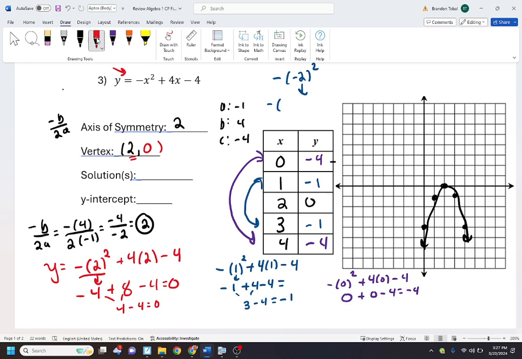So, the solution is where it hits the x-axis. In this case, it hits the x-axis in only one place, and that is at 2. The y-intercept is where it hits the y-axis. It hits it at -4.